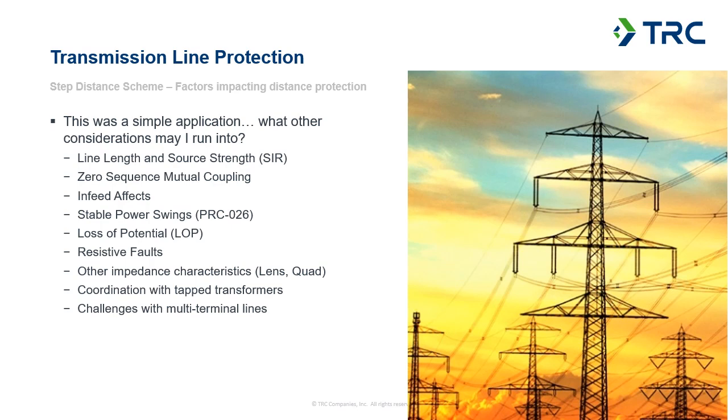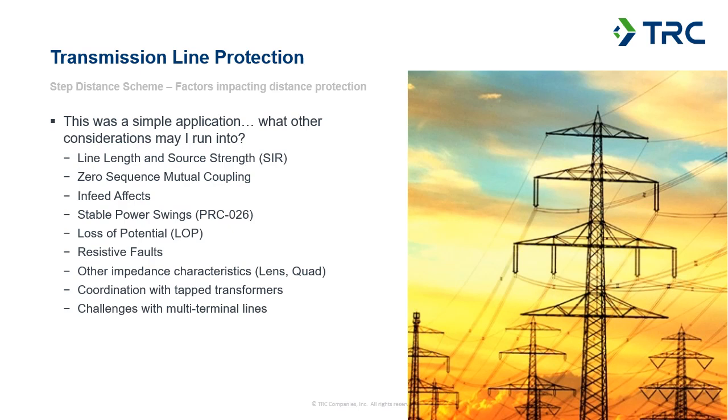So that was a fairly simple application. What other things are out there that you might run into when you're setting transmission line protection relays? I've got a number of things listed here, and we'll be covering these at a very high level for the remainder of the topic today. These are all considerations that you may want to look into if you're looking at a more complex transmission application. So the first one's line length and source strength.